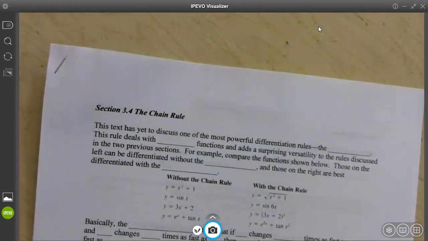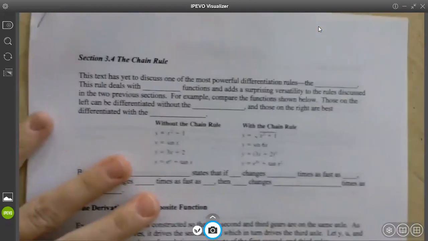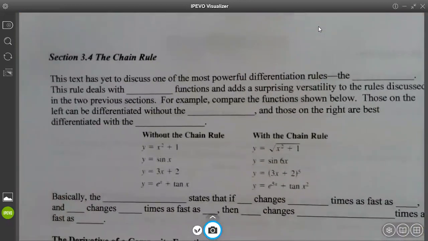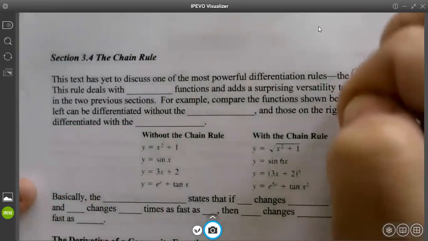All right. 3, 4 is the chain rule, and it's really not bad. This section is just wrong. Okay, so I may split your homework up a little bit, but again, it's gonna take us 2 days to go through this, just because, I mean, it's a packet of notes. So here we go. The text has yet to discuss one of the most powerful differentiation rules, which is the chain rule.